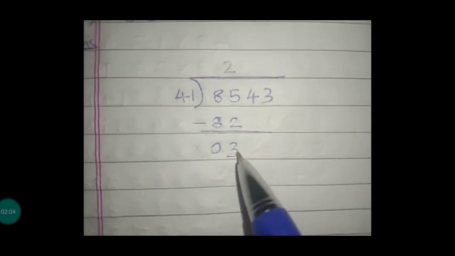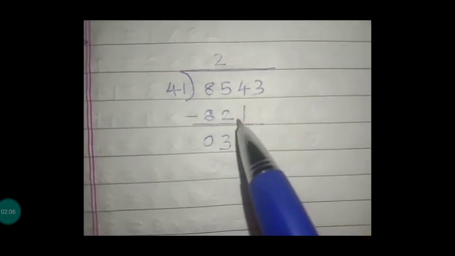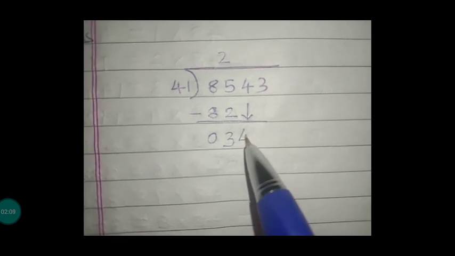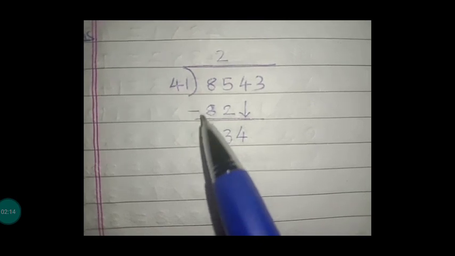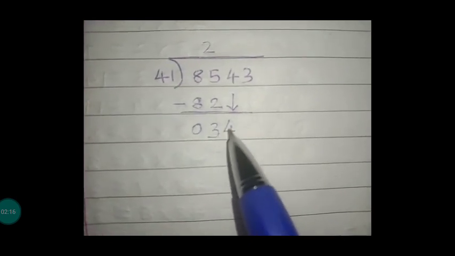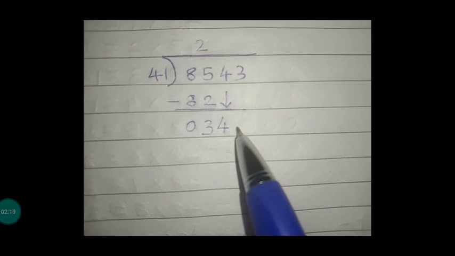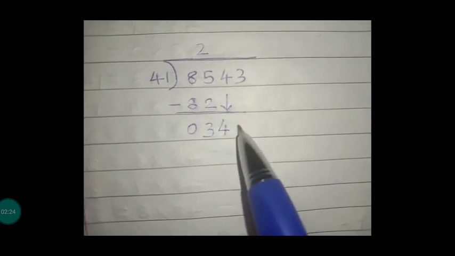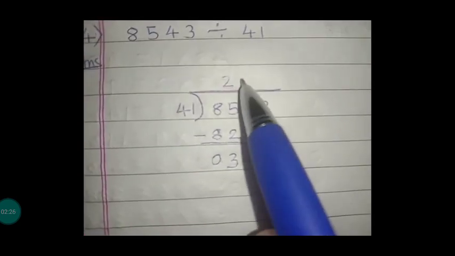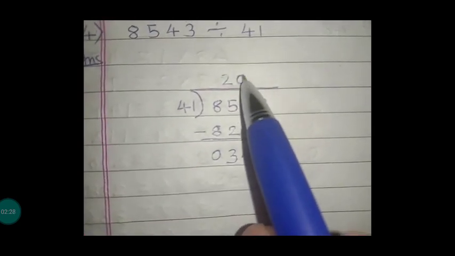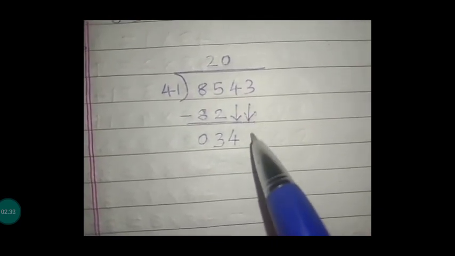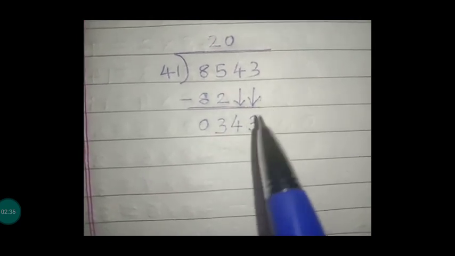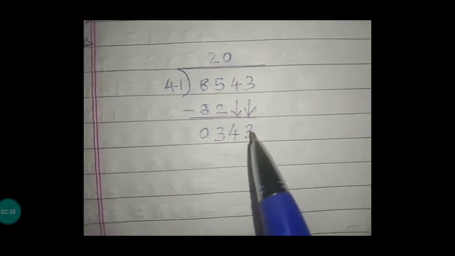So now I will bring this 4 down. So the number formed is 34. But 34 is smaller than 41. So we cannot divide. So I need to take this 3 down. But I cannot take this 3 directly down. Before taking this 3 down, I need to write 0 here. Now I can bring this 3 down. So now the number is 343.